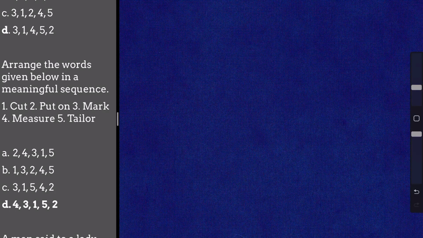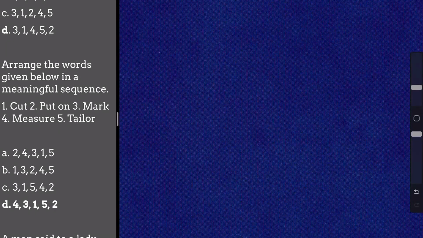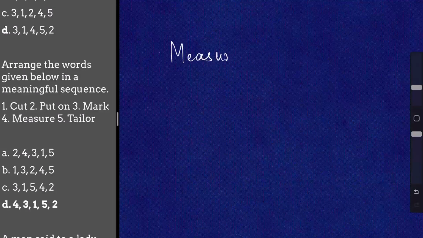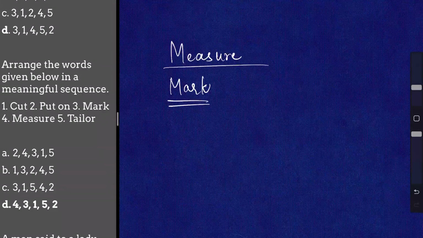We have cut, put on, mark, measure, tailor. Okay, this is all about tailoring. So what do we do first? First of all, we'll have to measure. Without measuring, nothing can be done. So let's first measure. After measuring, we'll have to mark it. So let's mark.